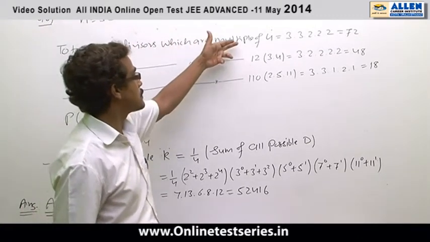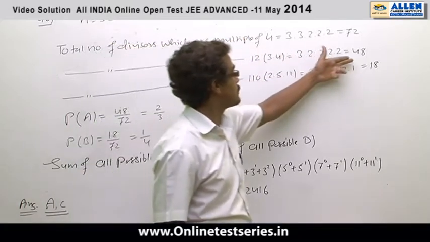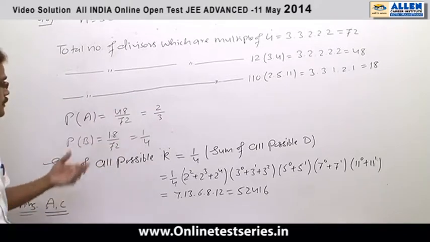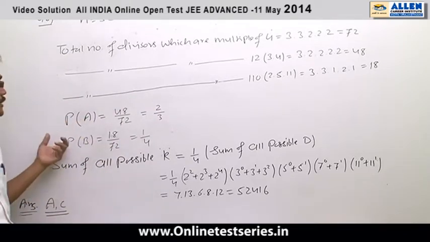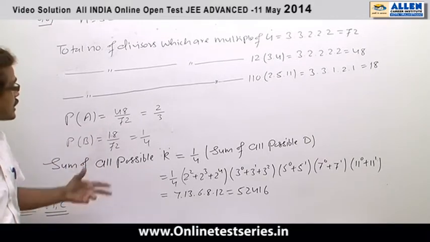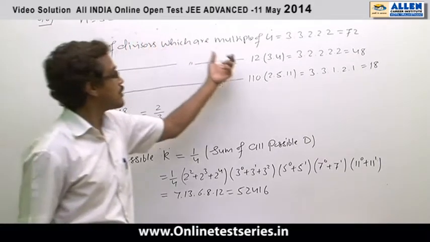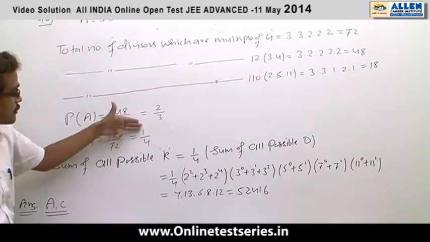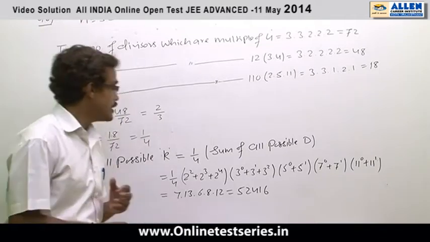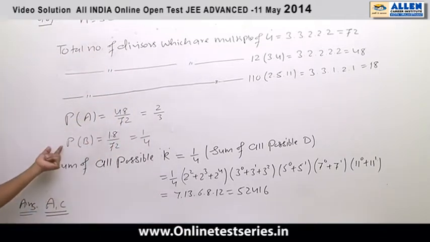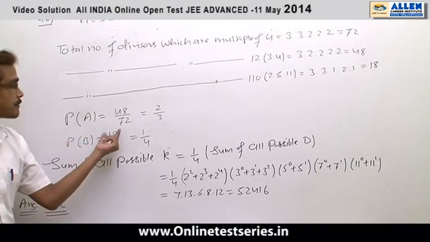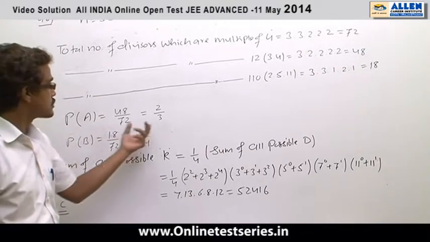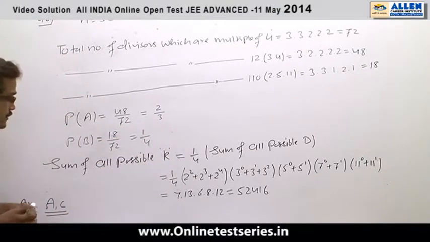Now in option A, we have to find how many d are also multiples of 12. So we have to find the probability, which will be 48 by 72. This becomes 2 by 3. So option A is correct. Now in option B, we have to find the probability that the number d is not divisible by 110. The probability of divisibility is 18 by 72, which becomes 1 by 4. But in option B, 1 by 4 is given as the probability that d is not divisible by 110. So for not divisible by 110, it should be 3 by 4. So option B is wrong.